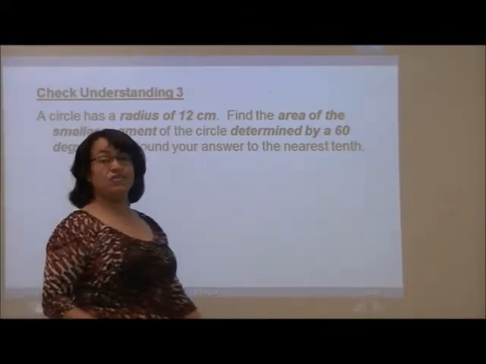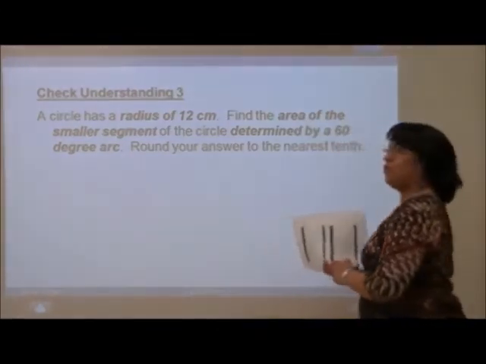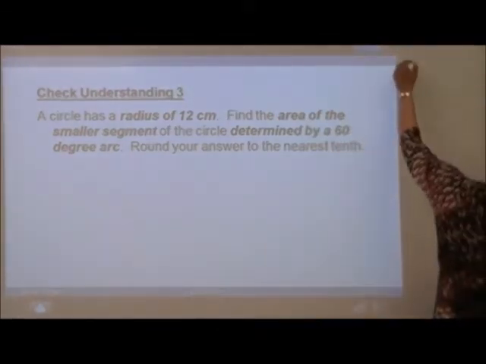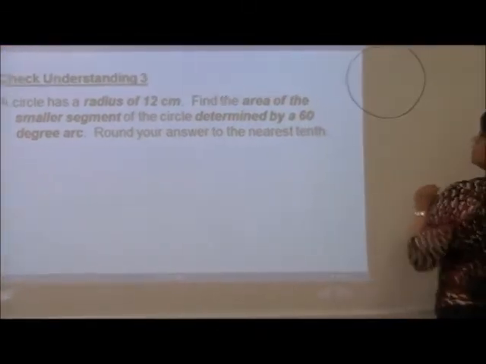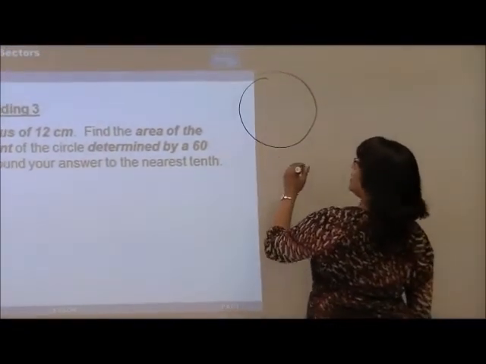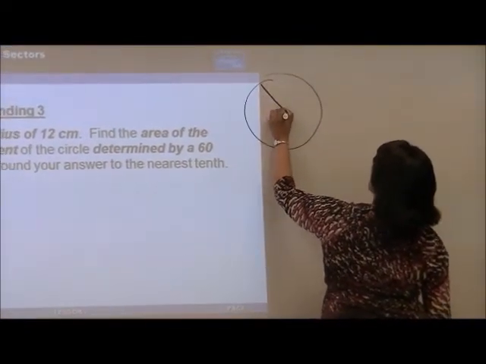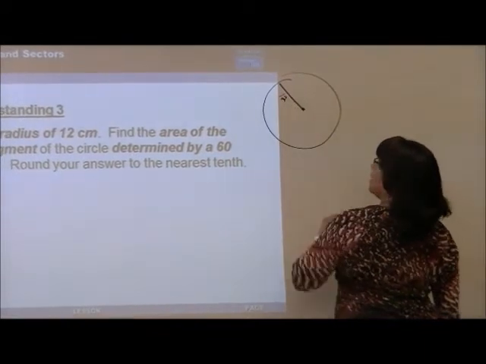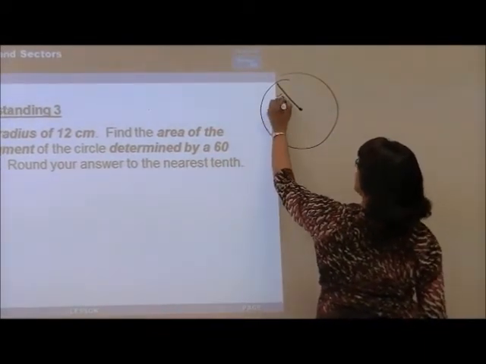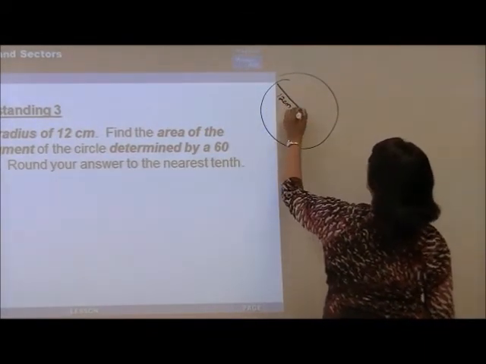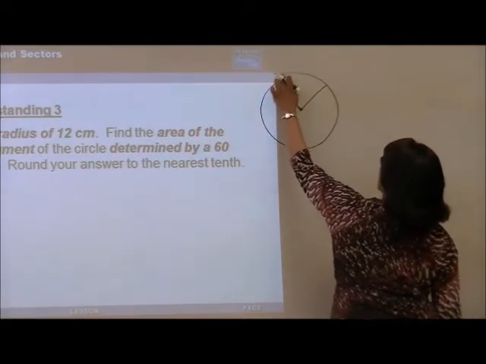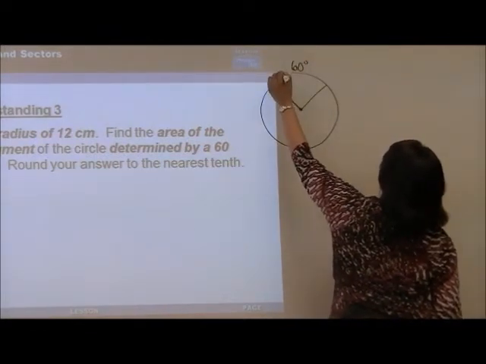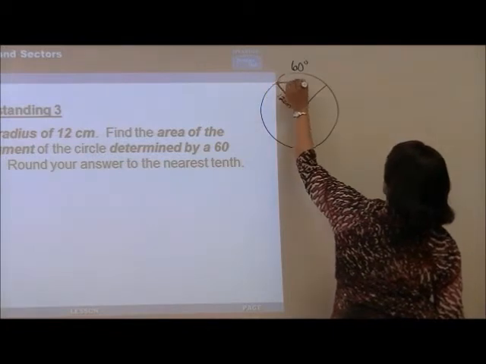You would definitely need to draw a circle here so you can get a good picture of what they're asking for. So we have a circle. We have a radius of 12 centimeters. And in addition to that, we have a 60-degree arc. So now we have to draw our triangle.